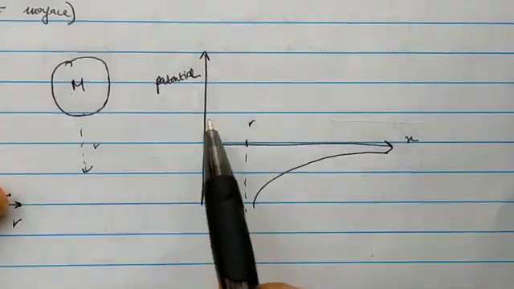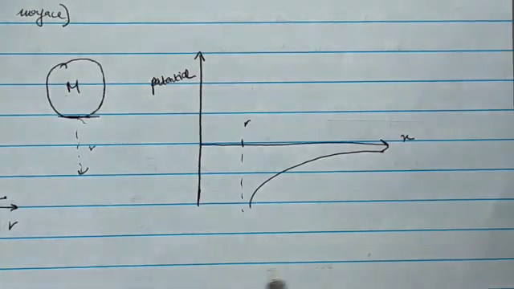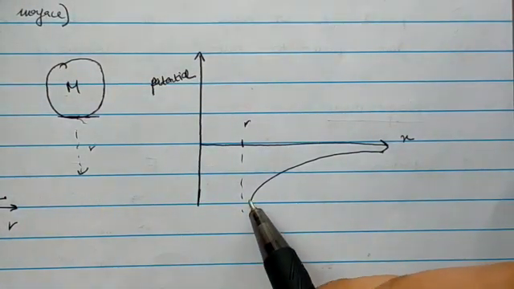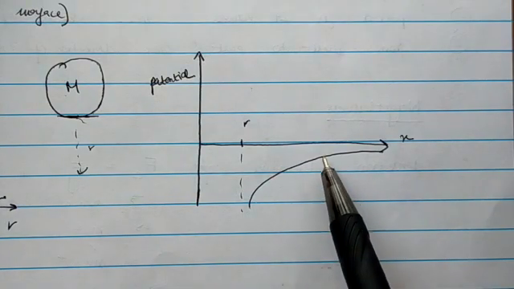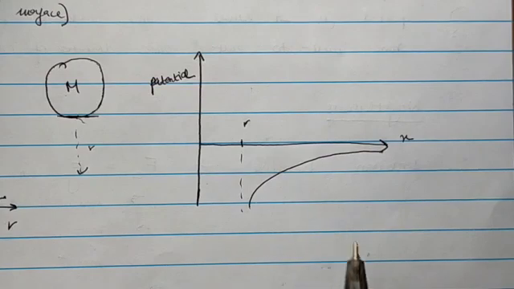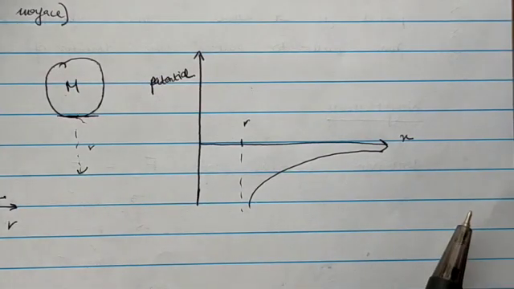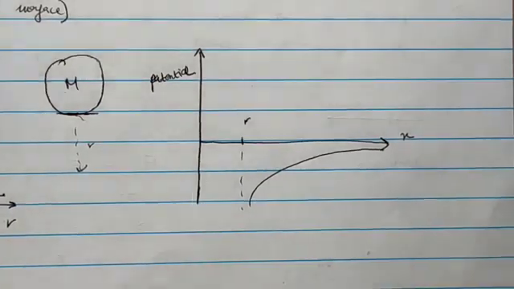And if you're looking at the potential, then at the surface here, the potential would be very, very negative, and as you go out, it will become closer and closer to zero, because you are doing less negative work, as I explained earlier. So that would be the potential of a singular mass.